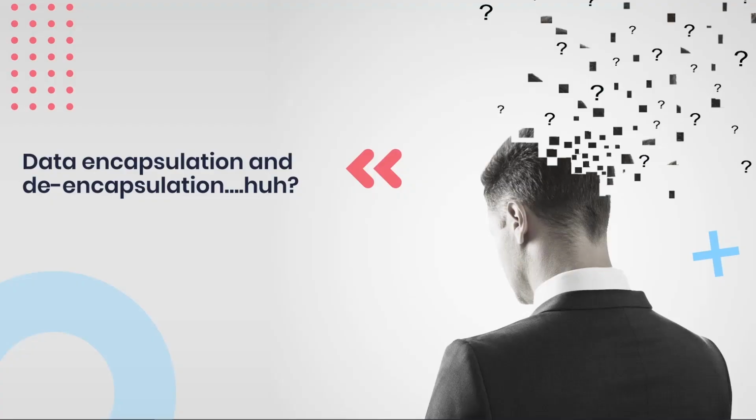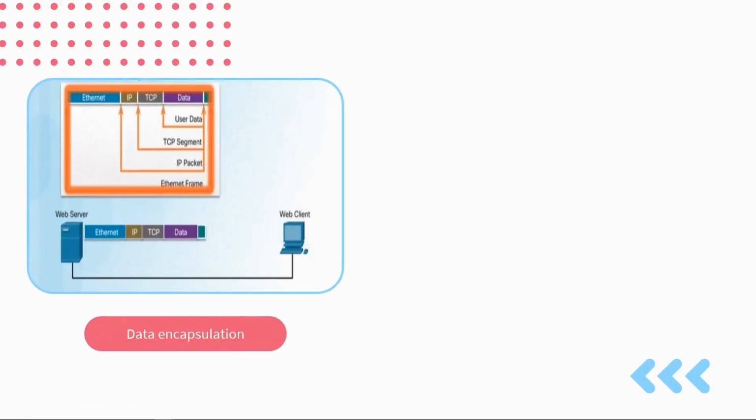Ever heard of the terms data encapsulation and de-encapsulation using the OSI model? When a packet is created, it goes through different stages of alteration through the OSI model. At each layer, data is either added or removed from the header. Data encapsulation refers to data binding when a packet is created.